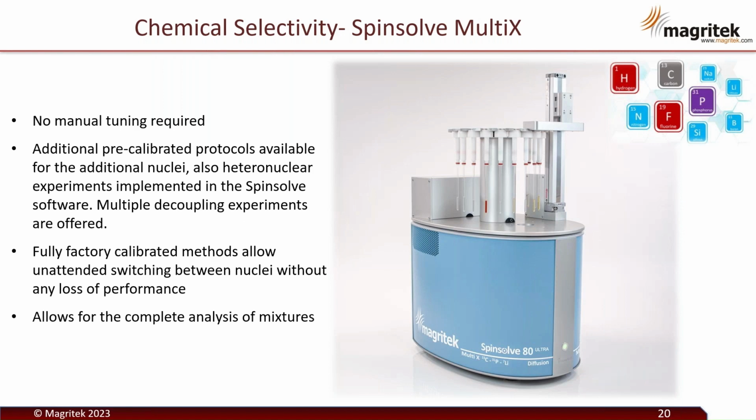In fact, we have additional pre-calibrated protocols for every additional nucleus, including multiple heteronuclear correlation experiments. So you can correlate things like phosphorus back to proton or fluorine back to proton if you wish. We also have multiple decoupling experiments, so now you can decouple things like phosphorus from proton, or proton from fluorine, for example. We have fully calibrated methods that allow for unattenuated switching between nuclei, so you don't lose any performance. There is no manual tuning or matching of the probe that needs to be done. And this allows for the complete analysis of many mixtures.